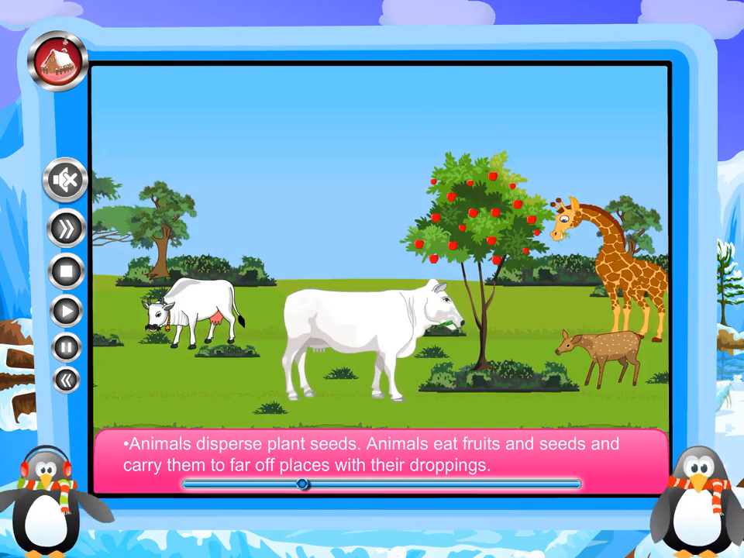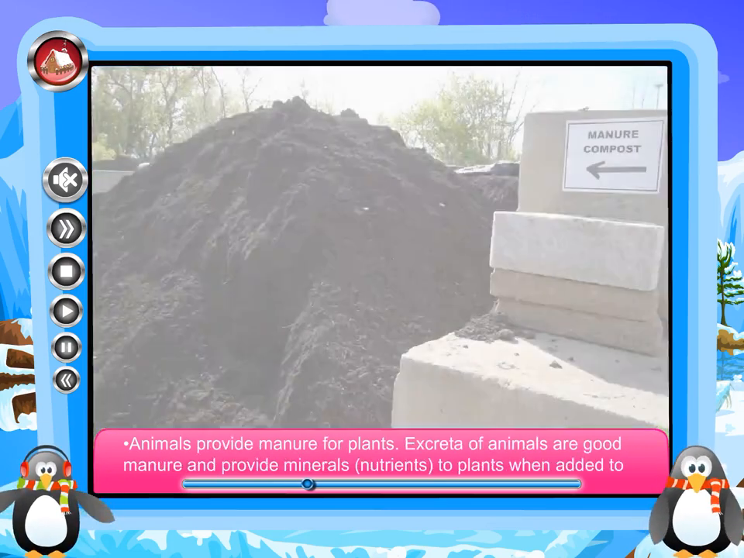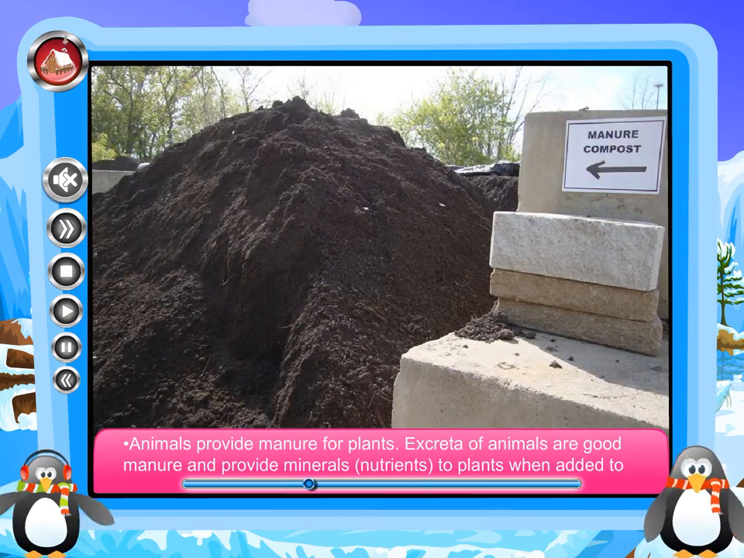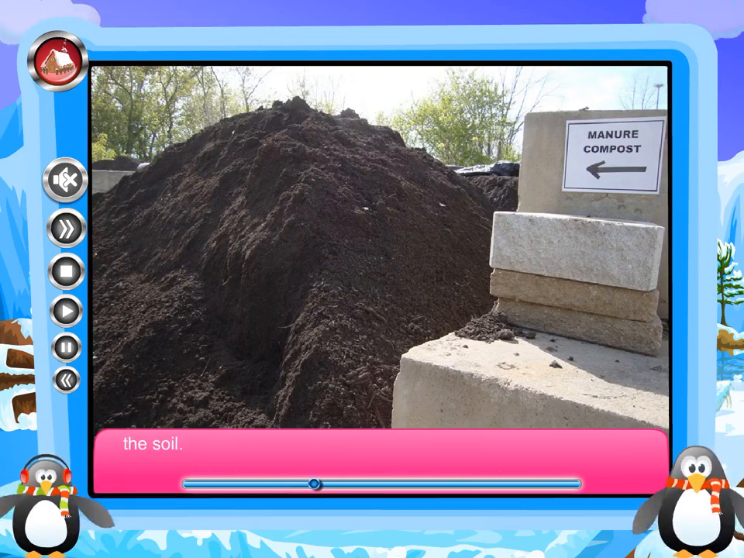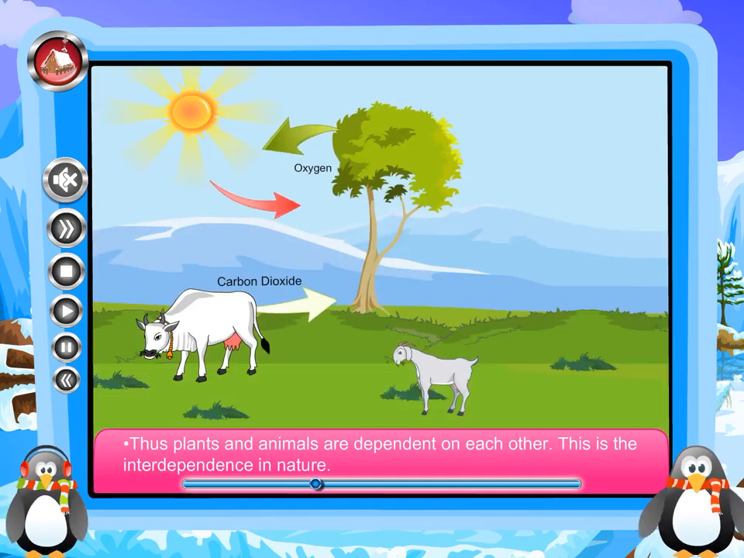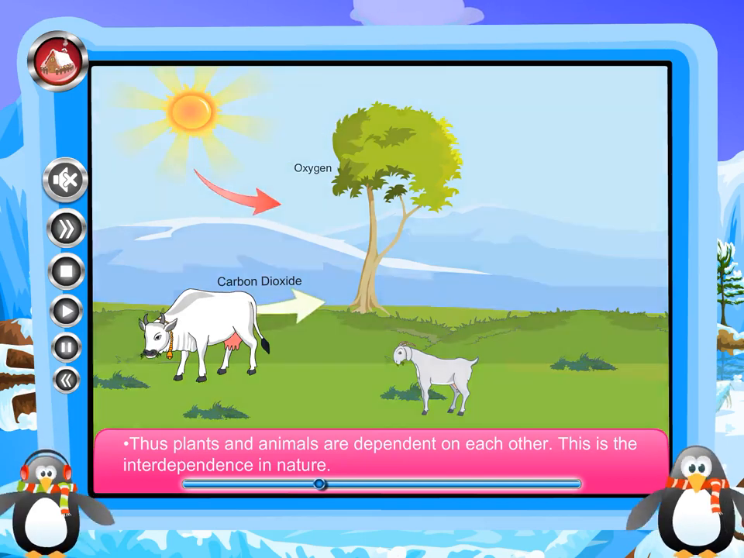Animals disperse plant seeds. Animals eat fruits and seeds and carry them to far-off places with their droppings. Animals provide manure for plants. Excreta of animals are good manure and provide minerals and nutrients to plants when added to the soil. Thus, plants and animals are dependent on each other. This is the interdependence in nature.